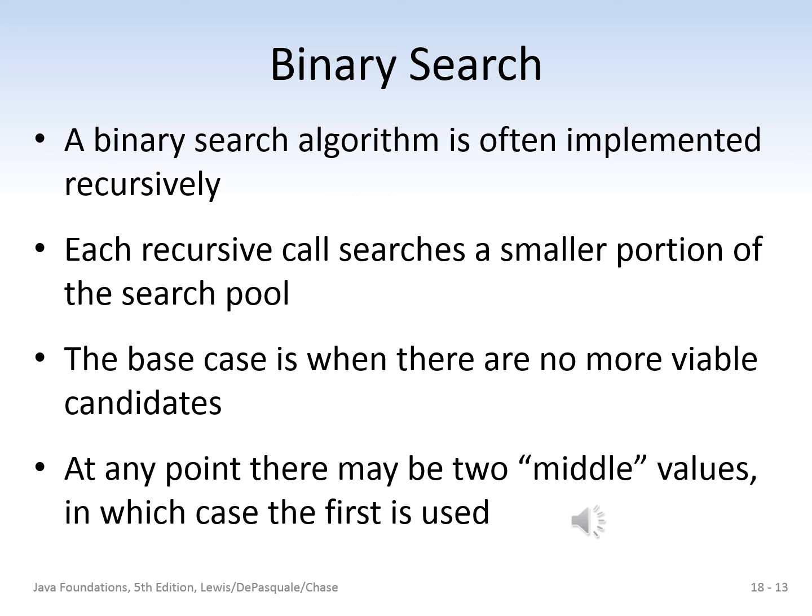We often implement the binary search algorithm recursively, and each recursive call searches a smaller portion of the search pool. The base case is when there are no more viable candidates. At any point there may be two middle values, and I've already mentioned this, in which case we use the first. So if there's an even number of elements and you don't get to an exact midpoint, you go to the one to the left. I'm assuming we're talking ascending.